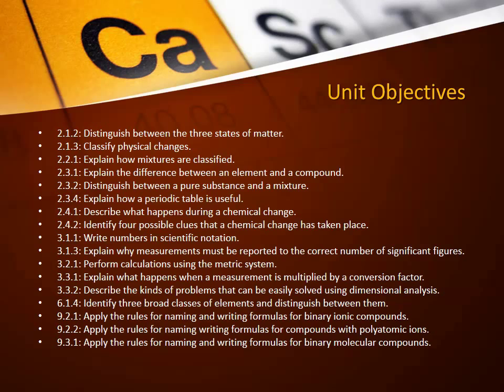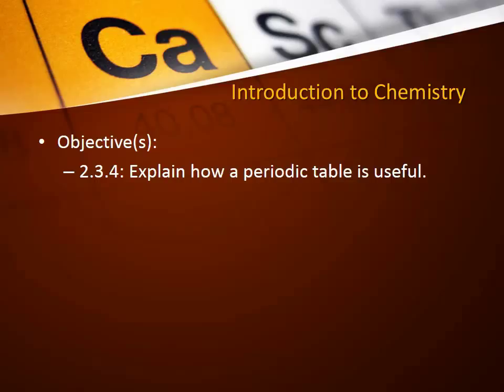So our first objective in our first little section that we're going to talk about is to explain how a periodic table is useful. You will notice that we are starting with objective 2.3.4. These numbers are actually numbers from a book that I'm using. They really don't matter too much for you. They're more for my organization, so don't worry about the numbers, except for helping you determine what problems you got wrong or where you want to study, etc.